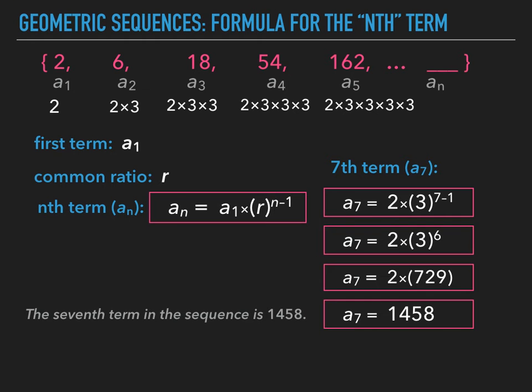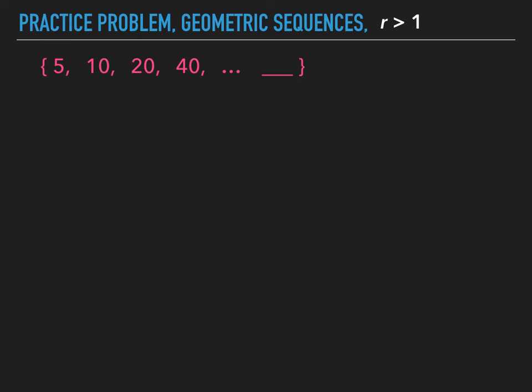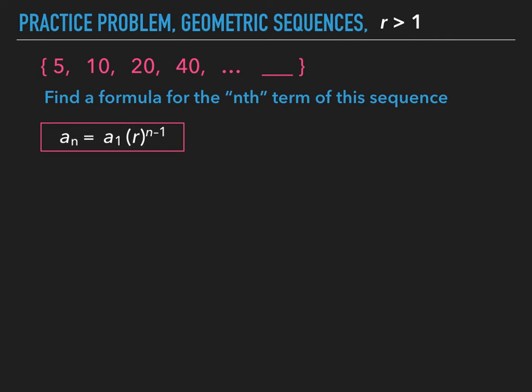Now, what I want to do next is think about what happens when r, the common ratio, is greater than 1. You can see that these terms are actually increasing quite rapidly. And what we want to do is find a formula for the nth term of this sequence. So we're going to start with the general formula that we just wrote out. A sub n equals a sub 1 times r to the n minus 1, where a sub 1 this time is 5, and the number I'm multiplying by each time is 2. So here's my expression for the nth term of the given sequence.